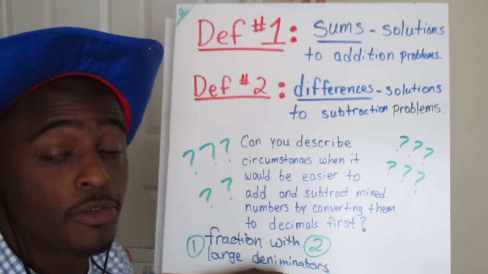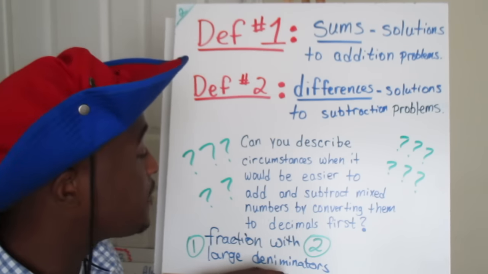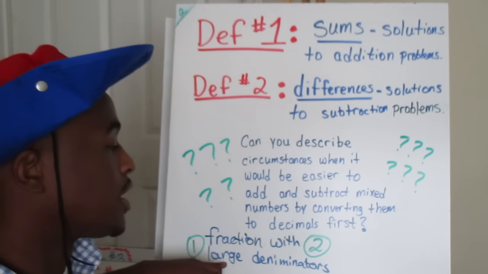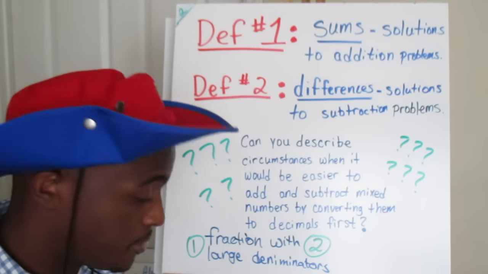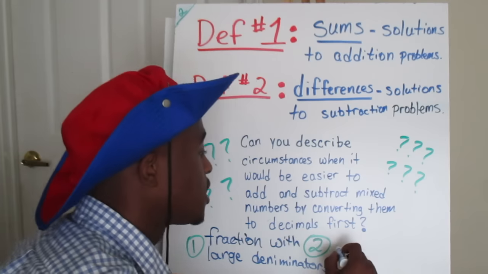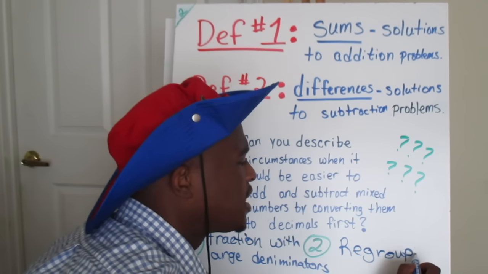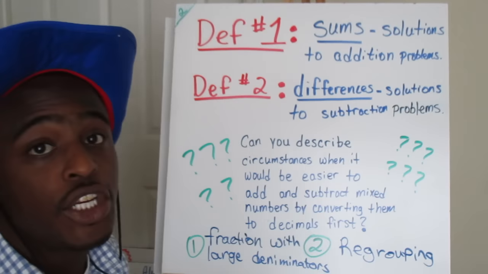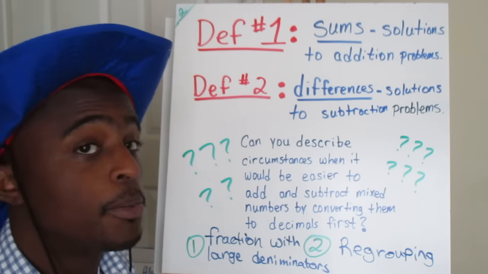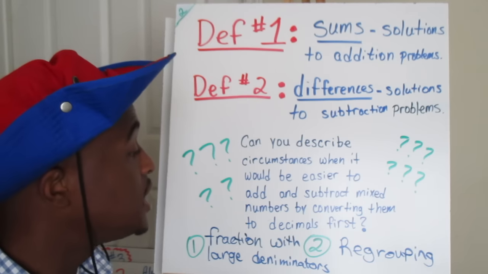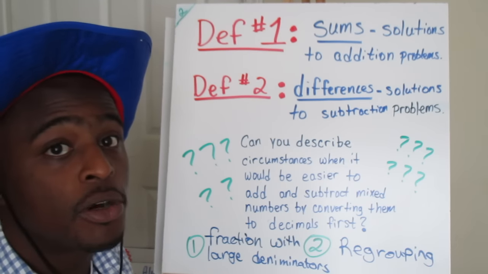And if you remember from when we were studying fractions, when you add and subtract fractions, you have to have a common denominator. Well, with larger denominators, it's going to be harder to find a common denominator. Another circumstance would be when dealing with regrouping. Regrouping is a lot easier when you're dealing with decimals rather than when you're dealing with fractions or mixed numbers. So it's probably easier to go ahead and convert them to decimals and then get your sum or your difference.